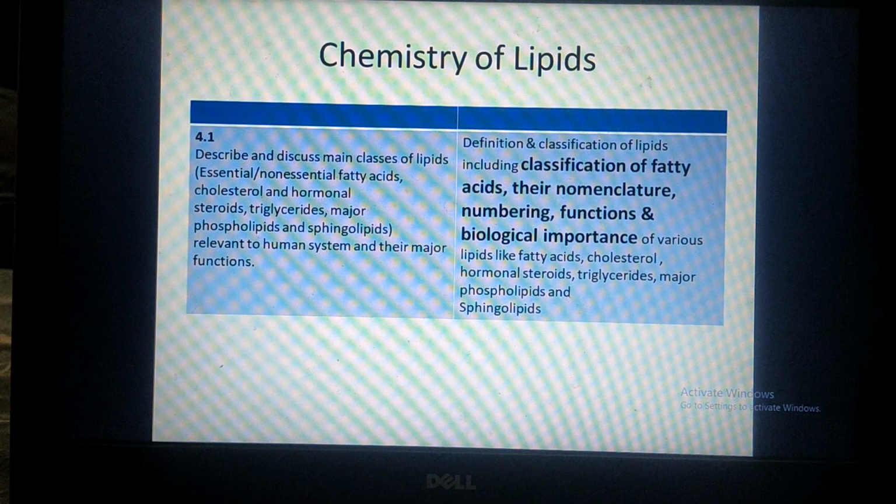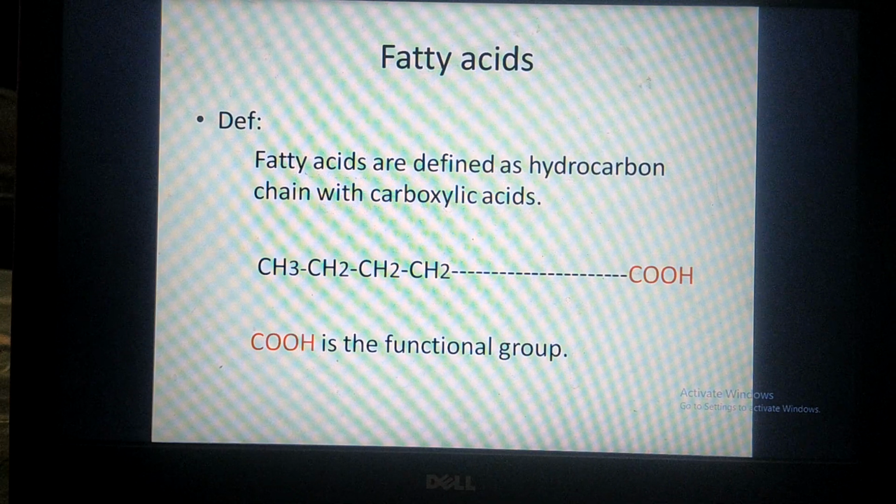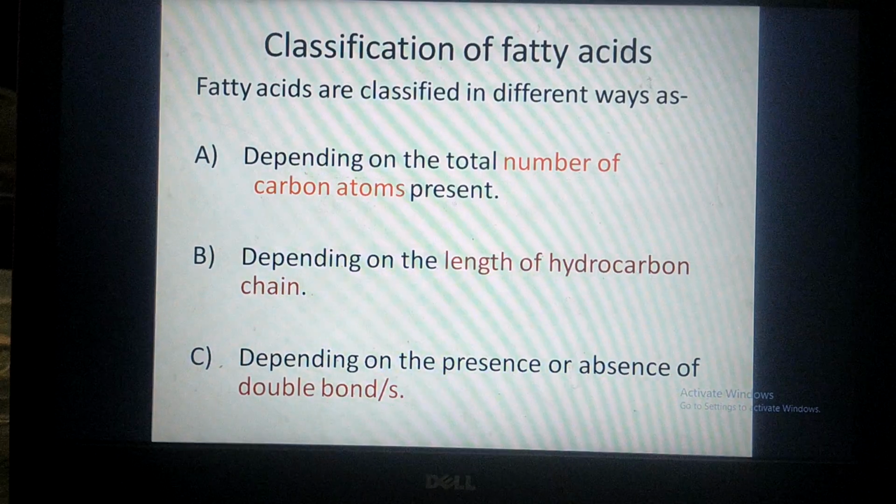Good morning, students. We will continue the topic chemistry of lipids, competency number 4.1, and today's topic is classification of fatty acids, their nomenclature, numbering, functions, and biological importance. So first we will see what is a fatty acid. Fatty acids are defined as hydrocarbon chains with a carboxylic acid group. Here the carboxylic acid group is the functional group.